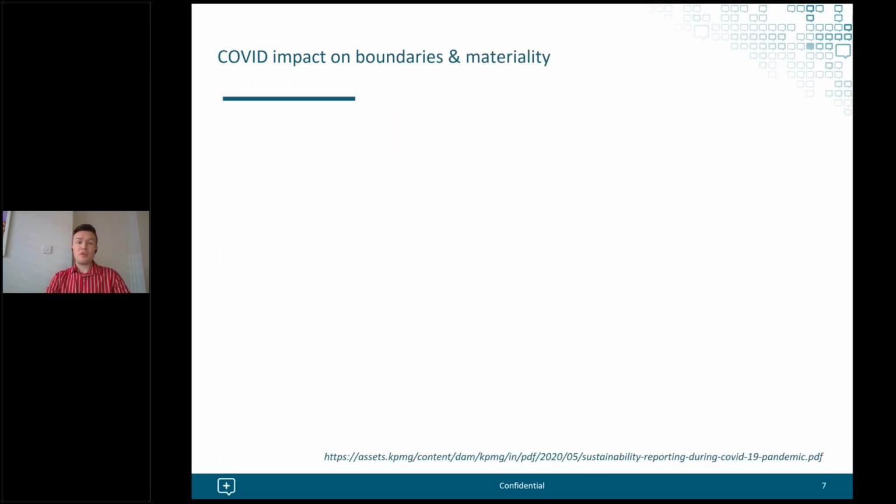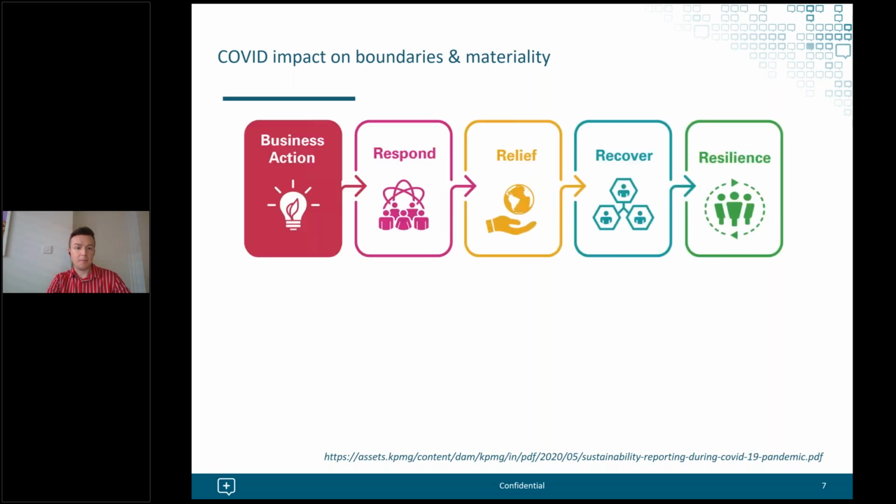So that's brought some of the challenges in terms of how companies are actually collecting information. The other impact then of COVID has been on boundaries and materiality. So going back to our original stages that we had a look at of respond, relief, recover, and resilience, if we think about that then in terms of the impact on boundaries and materiality.